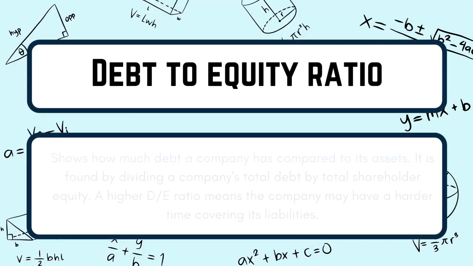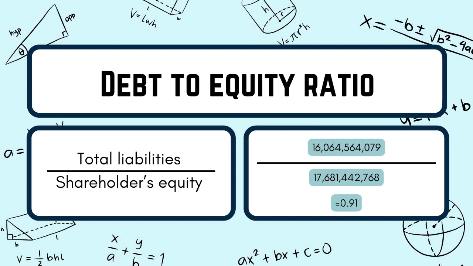Debt to equity ratio. This shows how much debt a company has compared to its assets. It is found by dividing a company's total debt by total shareholders' equity. A higher debt to equity ratio means a company may have a harder time recovering its liabilities. Total liabilities over shareholders' equity.